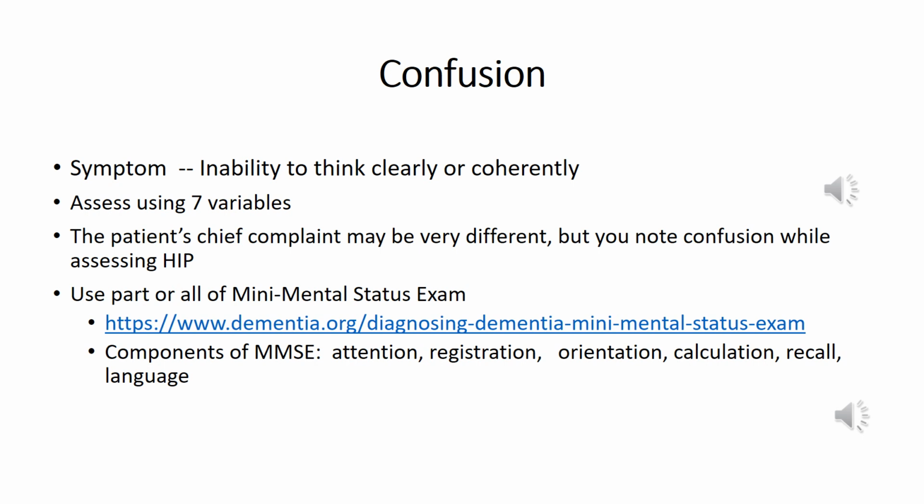Confusion is a symptom, not a disease process. It is defined as the inability to think clearly or coherently. It is a key sign of neurological disorders. A lot of times this complaint may be very different and may be noted while assessing the HPI. The mini mental status exam is a widely used test to help determine the cognitive function of the elderly. Some clinics use all of it, and some clinics use just part of the exam.